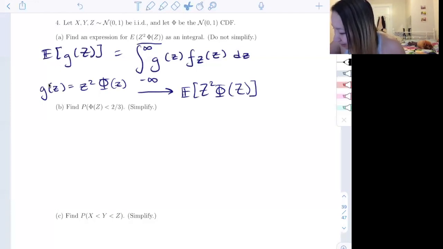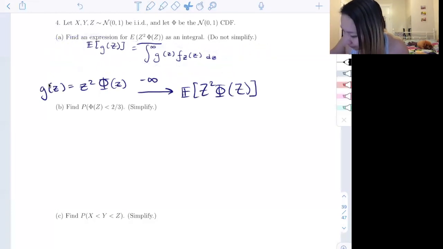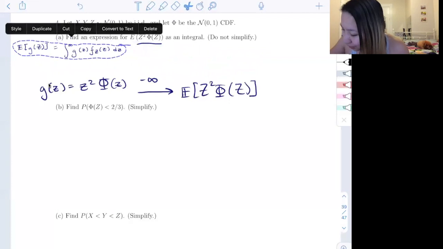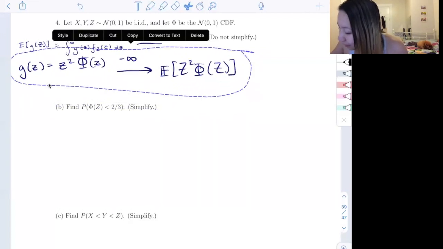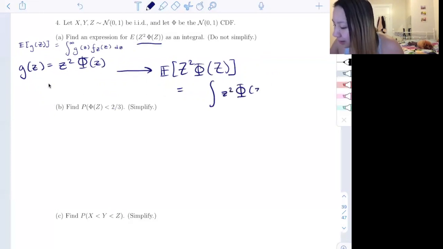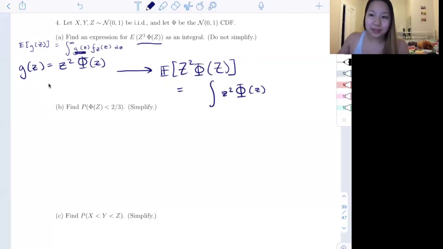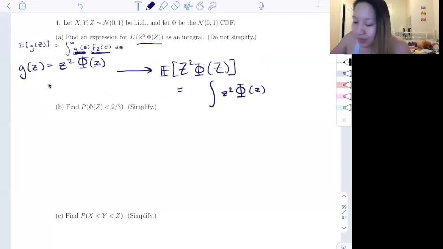let me find some more room. Let me make LOTUS a little smaller. This is something we would have on our cheat sheet if that was a thing this year. So we have, this is going to be equal to the integral of little z squared times big phi of little z, since that is our function with little z plugged in, times the PDF, which is this guy, the PDF of a normal, and this is Z, a standard normal. So Z is standard normal.